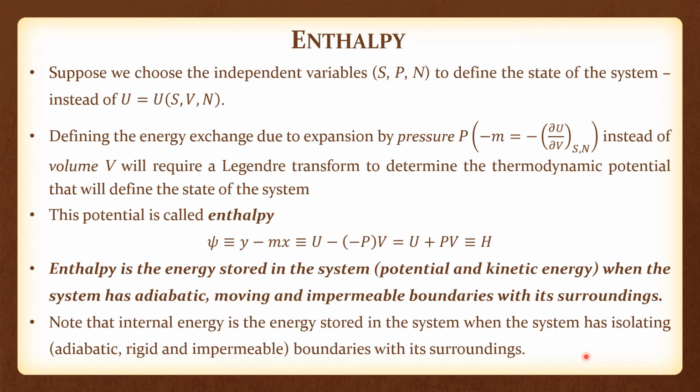So we started with isolating, adiabatic, rigid, impermeable boundaries, so there is no energy exchange, and so we defined, I added all the potential and kinetic energies, and then we said, I'm calling this internal energy. Now I'm changing one by one. For each I will get new thermodynamic potentials. So when I change the specification of the volume of the system to the slope, which is the pressure of the system, the slope of internal energy with respect to volume, now I get a new thermodynamic potential. That potential is enthalpy.